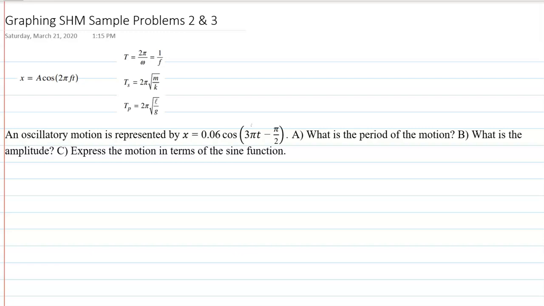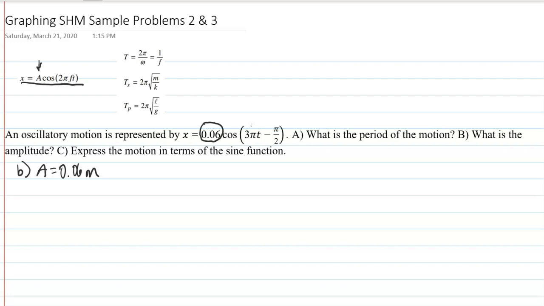So remember, this is the general format for how oscillatory motion is graphed, and it looks very similar to the function that we have in our problem. Now, this A out in the front here stands for the amplitude, and notice we have a number out in the front. It is this 0.06. So part B of this problem, what is the amplitude, is really easy. It's just equal to 0.06, and the unit should be meters.